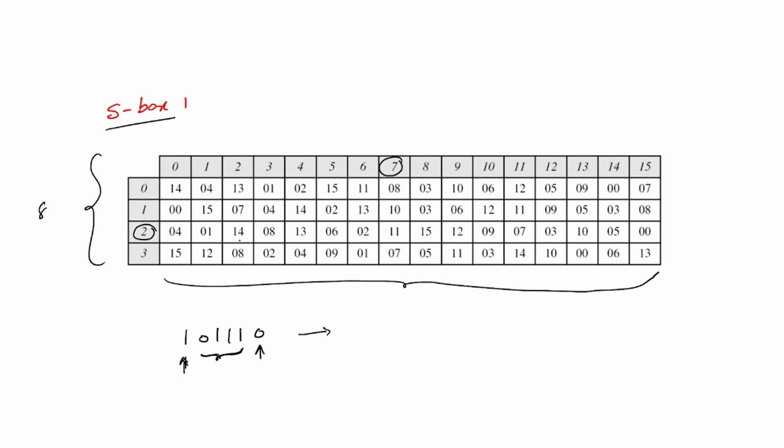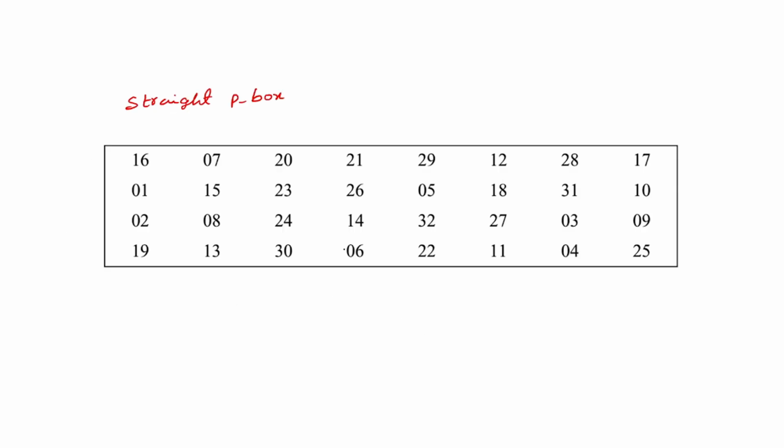So the third row and 8th column give the substitution value, which is 11. 11 means 1, 0, 1, 1 in binary. So you need to substitute 1, 0, 1, 1 in place of 1, 0, 1, 1, 1, 0. You need to do this process for all the 8 S boxes. After that we need to perform the straight P box.